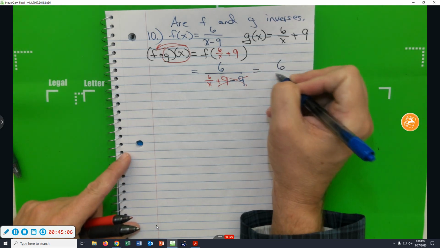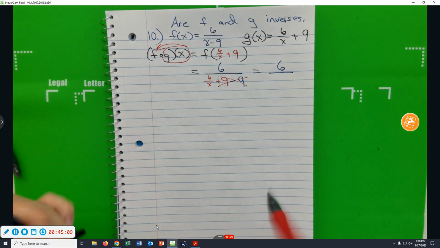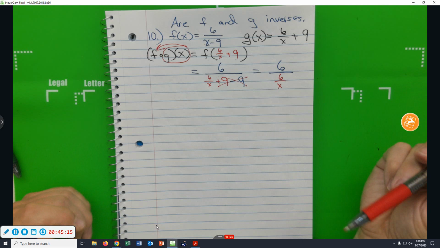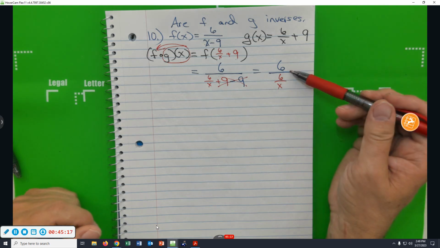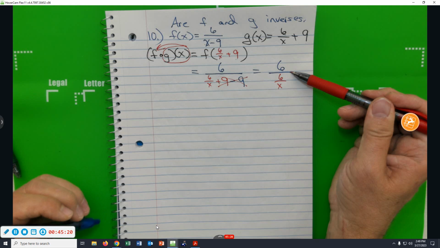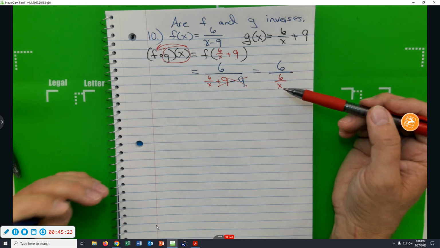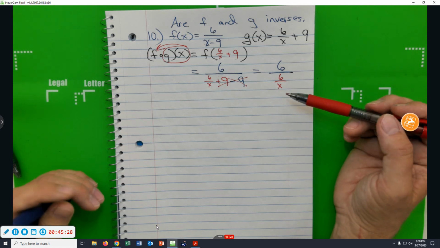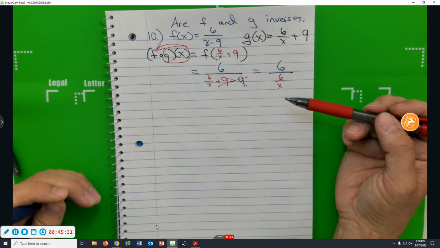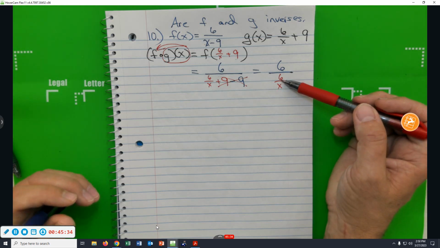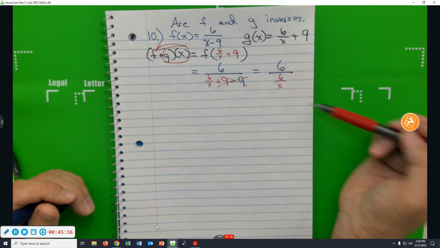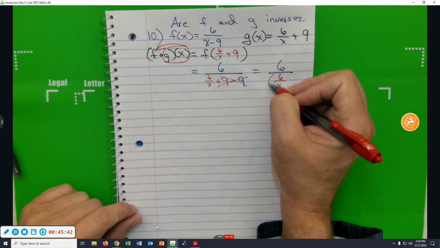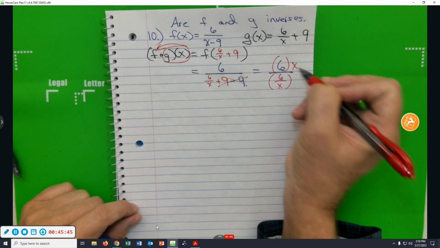We have a 6 over, and we have that small fraction, 6 over x. This is called a compound fraction, a fraction that contains additional fractions. That blue bar there, that's the major fraction bar. What I do to simplify compound fractions is multiply above and below by the minor denominator. The minor denominator is the denominator of the fraction that appears within the big fraction. So the minor denominator is x. I'm going to multiply above and below by x.